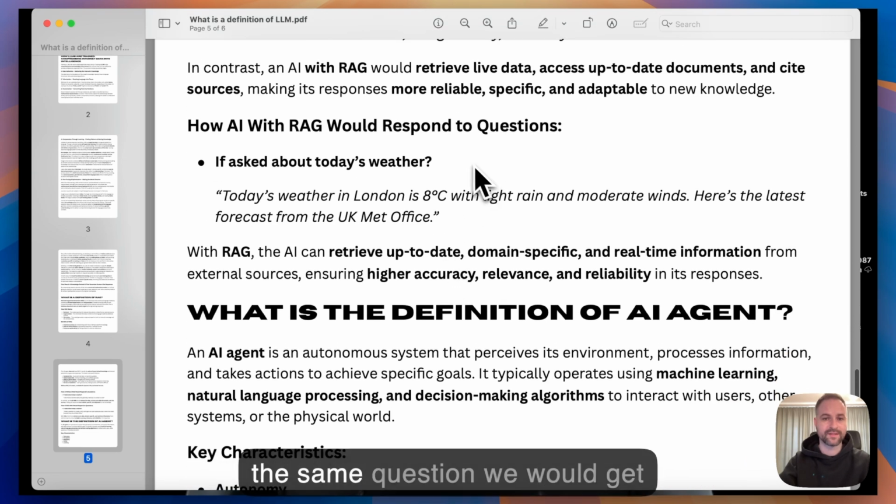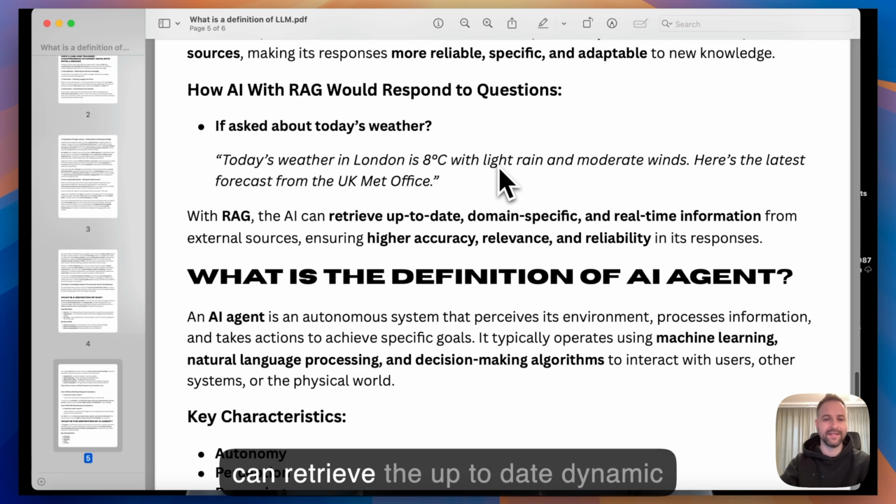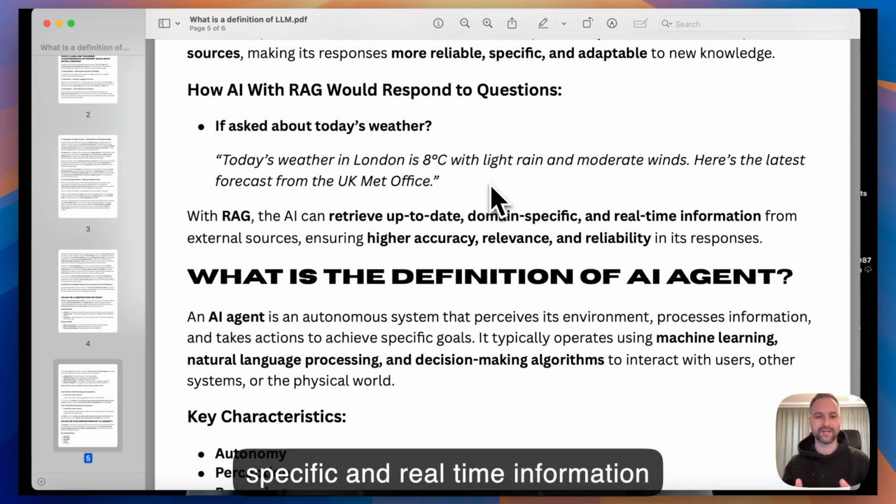So with RAG, with the same question, we would get something like, today's weather in London is 8 degrees Celsius with light rain and moderate winds. Here's the latest forecast from the UK Met Office, right? So with RAG, the AI can retrieve up-to-date, dynamic, specific, and real-time information from external sources, ensuring high accuracy, relevance, and reliability in its responses.